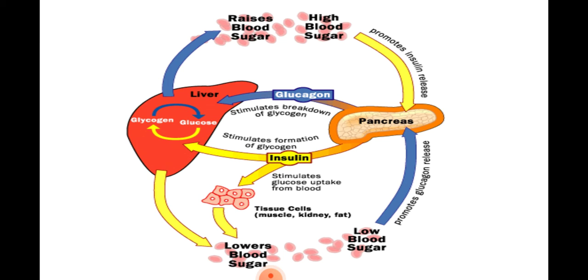Here it can be seen in the diagram that glucagon stimulates the breakdown of glycogen into glucose, whereas simultaneously insulin causes glucose to convert into glycogen. So we can say that high blood sugar promotes the release of insulin, whereas a low blood sugar level in the body promotes the release of glucagon.